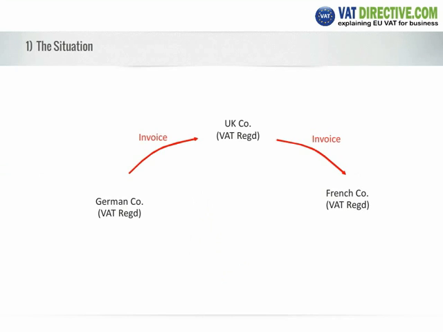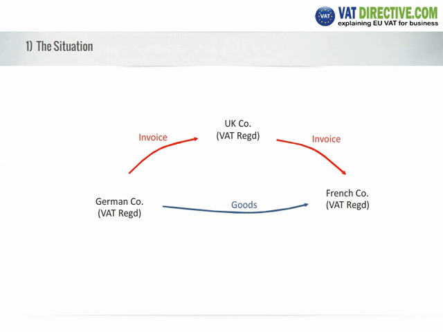Welcome to this lecture on the triangulation provisions, Article 42 of the VAT Directive. So let's look at the situation that we are going to consider in this lecture. Here we have a German registered company selling goods to a UK company, which will then in turn sell them to a French company. All three parties are VAT registered in their respective member states.